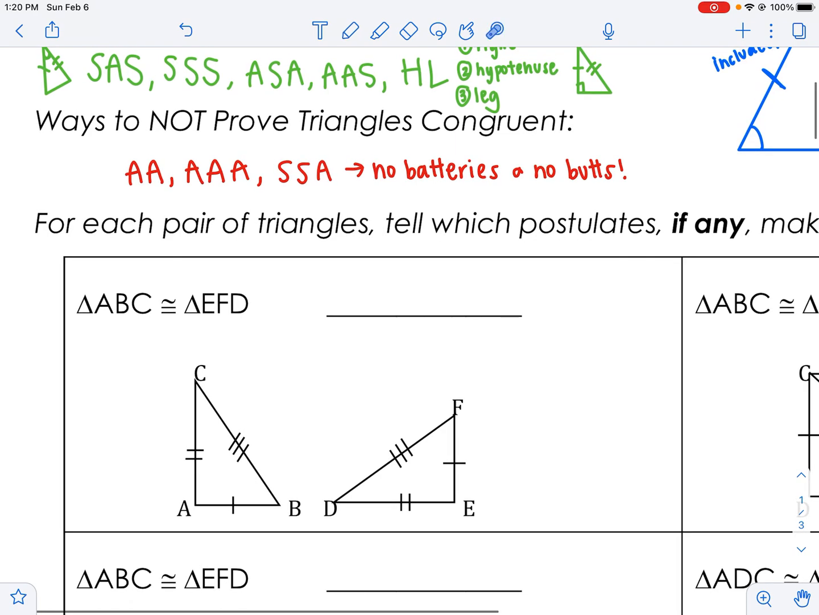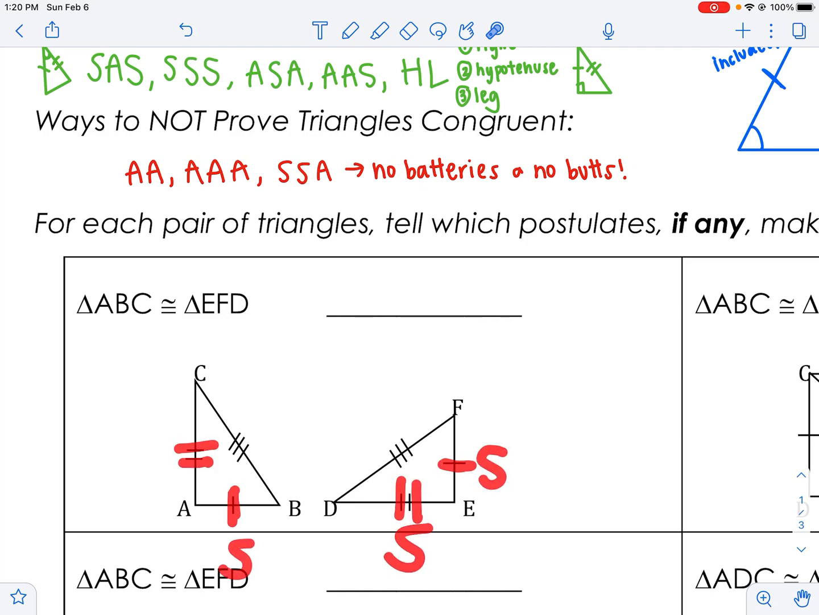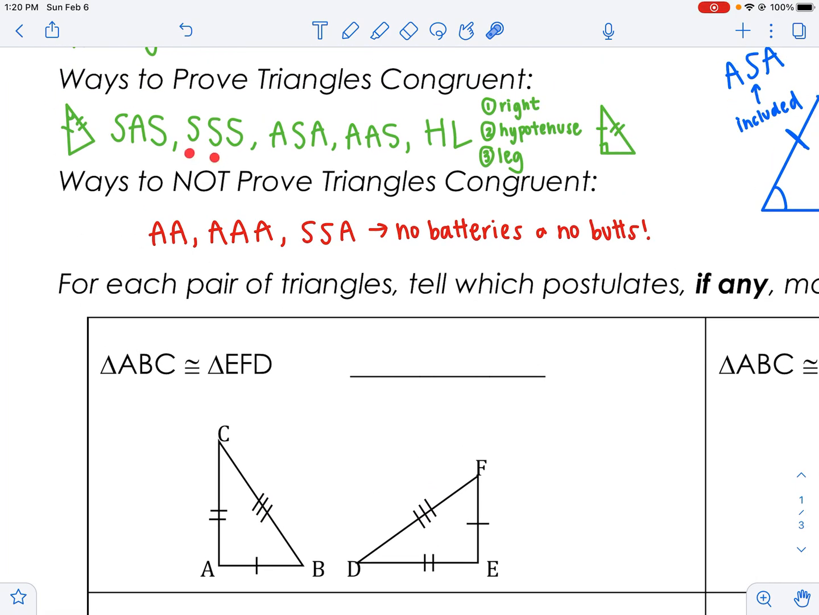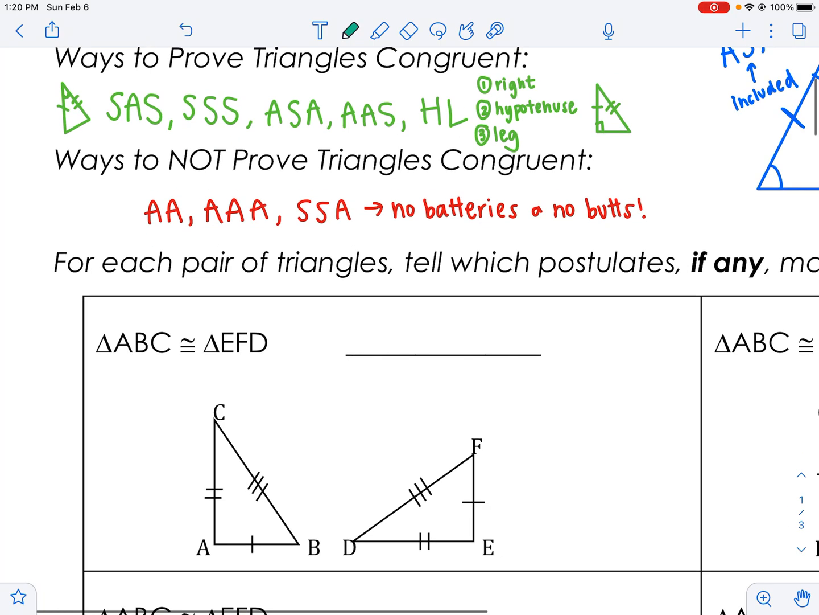So I'm taking a look at this first picture and I see a tick and a tick, so a side and a side. I see ticks here, ticks there. So they have one side in common, and then they have two sides in common. But then I also see three ticks here and here, which means that they have three sides in common. If we go back to our chart, side, side, side works. It proves that our angles are congruent. So are these two triangles congruent? Yes, by side, side, side.